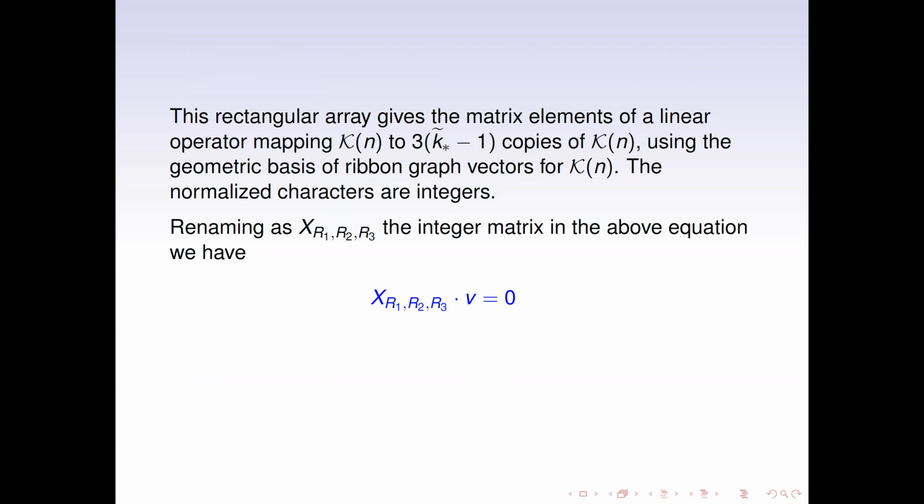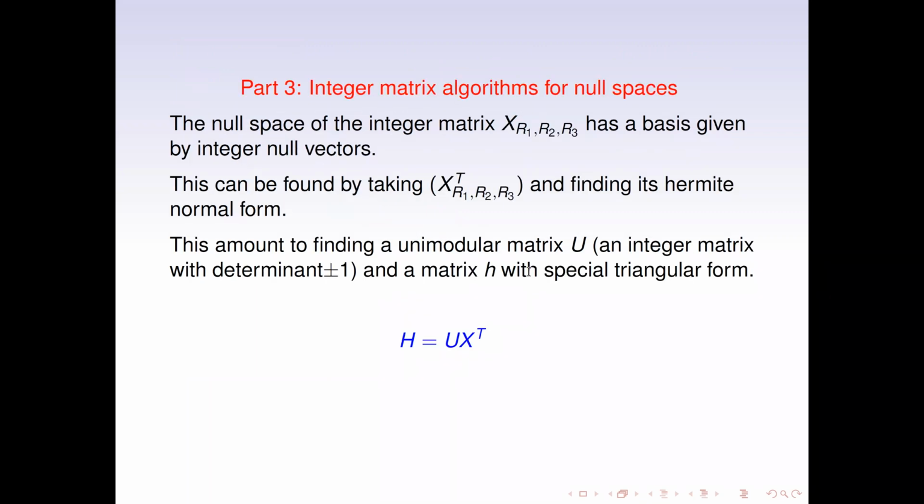So there's a nice fact about integer matrices. And in fact, there are ways to construct these null vectors, and the way one does that is integer matrix algorithms. One way is to take your matrix X and find what is called its Hermite normal form, a matrix of a special triangular form H. And then U is a special integer unimodular matrix with determinant 1. There are algorithms for finding the Hermite normal form, and once you have found H and U, you know all the null vectors of X.